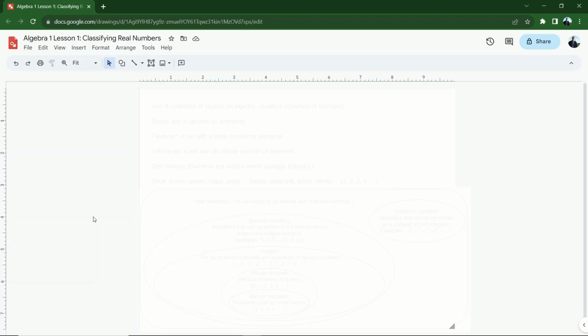One of the words I used a lot in the intro was the word set. And what we're going to do in this first lesson is define a lot of different terms to start. We're going to start by defining the word set. A set is just a collection of objects, a collection of things. For example, a set might be the different textbooks that you have for all of your classes. And then you could list all the different textbooks you have for your classes. That would be a set. In algebra, usually a set refers to a collection of numbers.